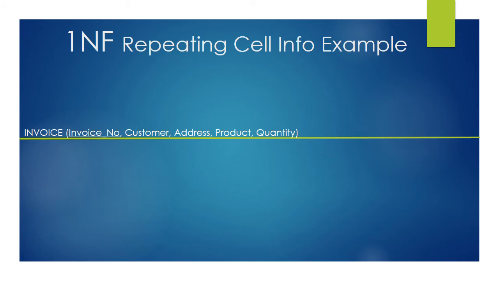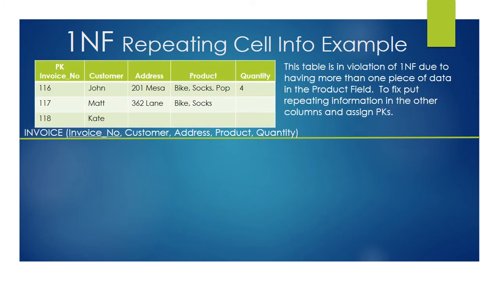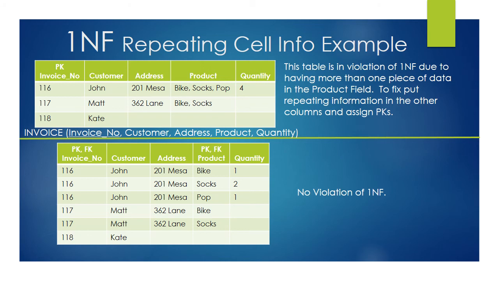Sometimes the repeating groups appear as repeating information in a cell, as in this example. This table is in violation of first normal form due to having more than one piece of data in the product field. To fix this, put the repeating information in the other columns and use the invoice number and product ID to make up the composite primary key. The shorthand notation would be as you see here.